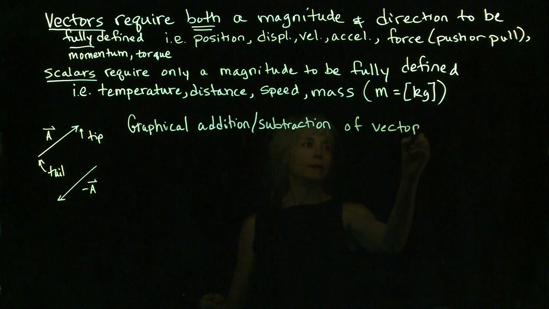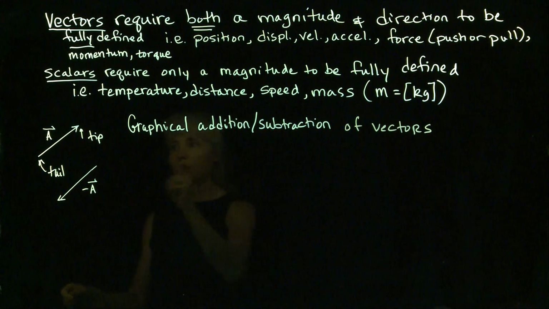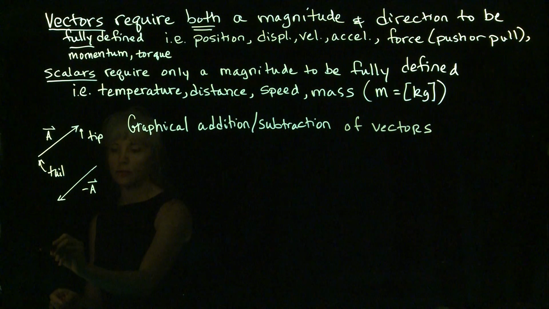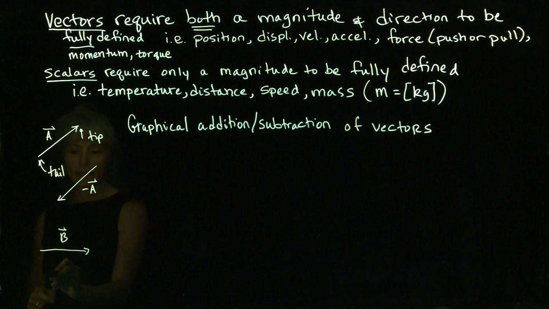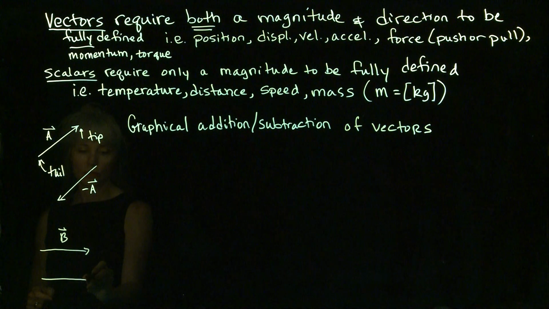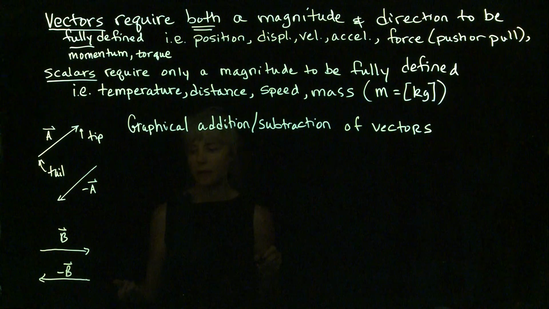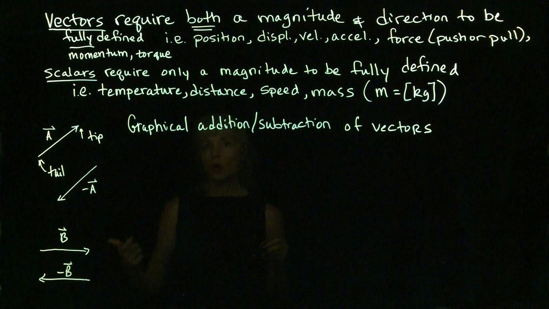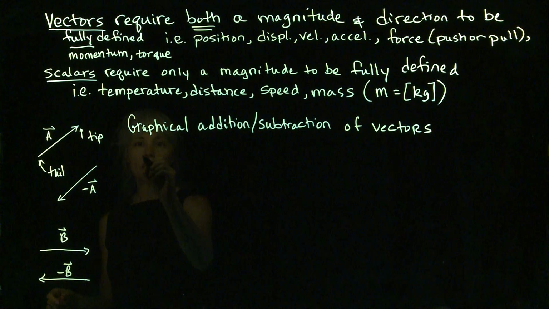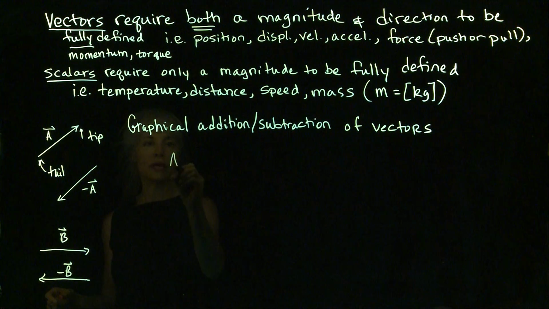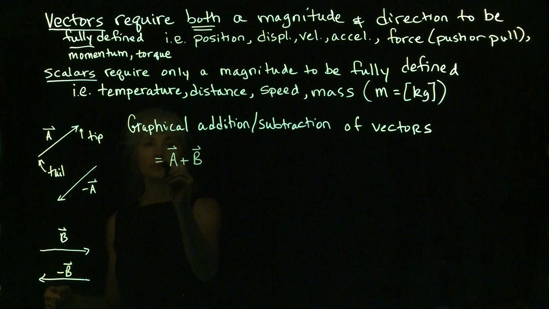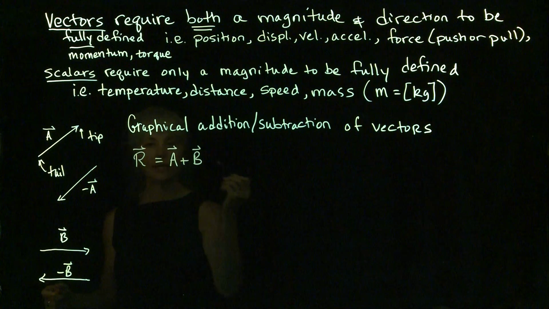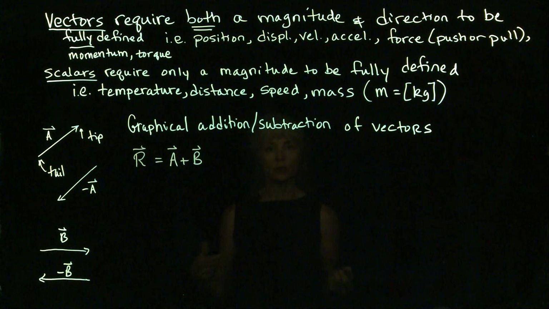Let's say I have two vectors. Here's vector A, and let's make this one right here vector B. What does minus B look like? Again, same length, pointing in the opposite direction. That's minus B. It's always easy to remember the negative of a vector. For graphical addition, let's say that I want to add vectors A and B. When I add two vectors together, I get another vector. We'll call this vector R. R stands for resultant, the resultant of the addition of two vectors.